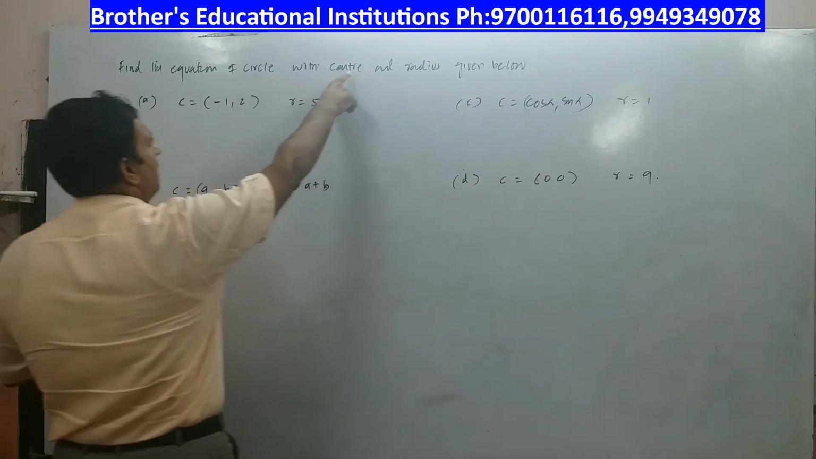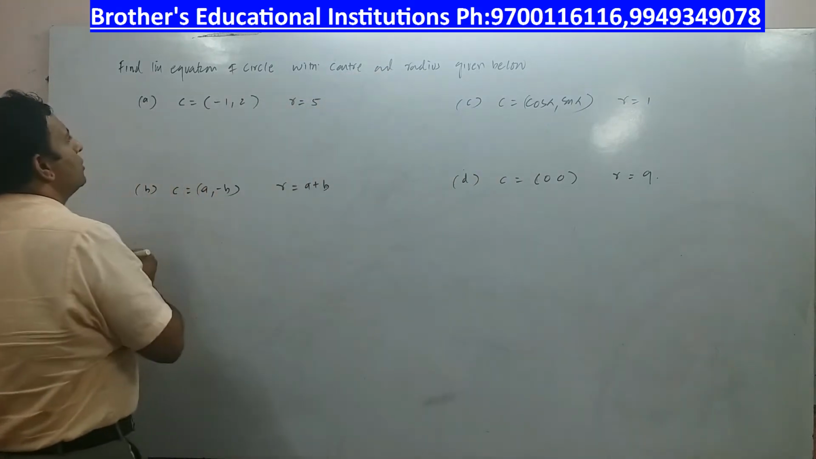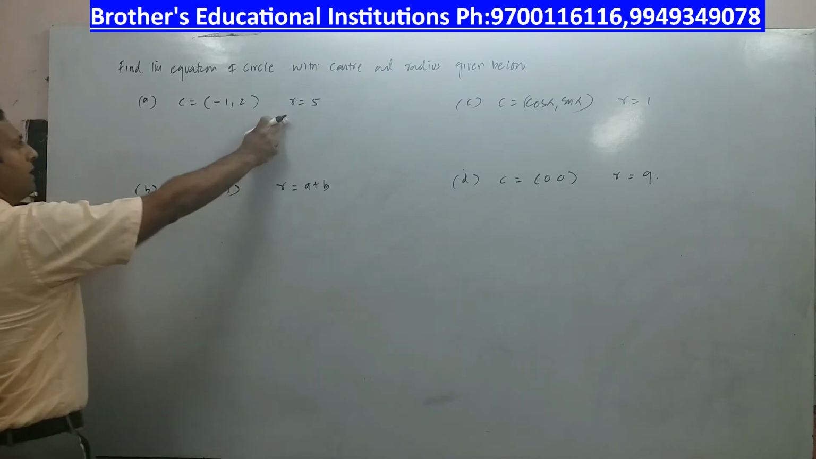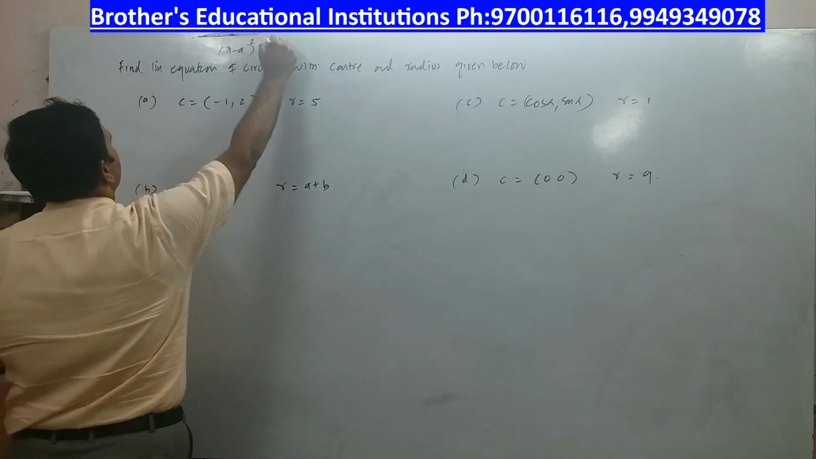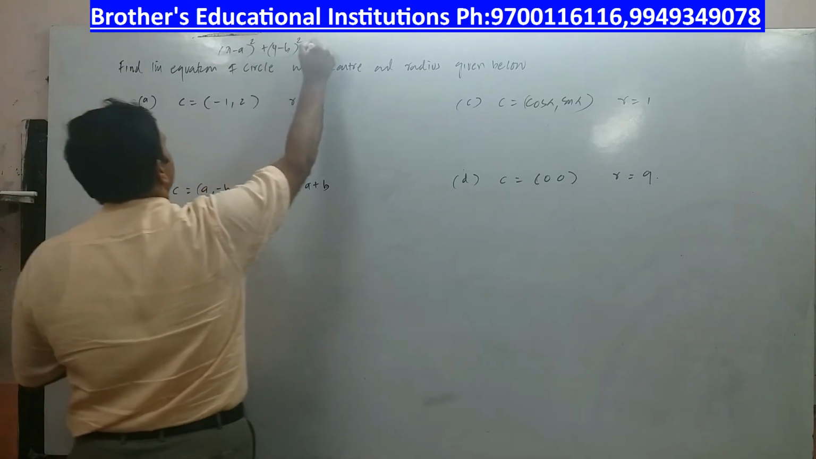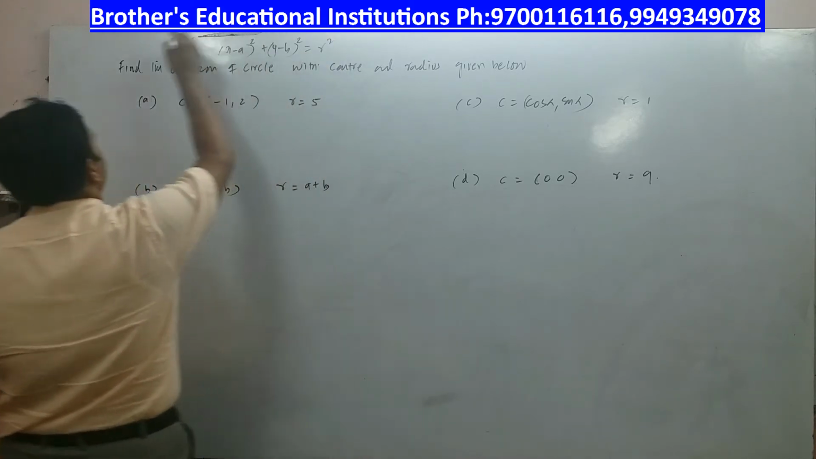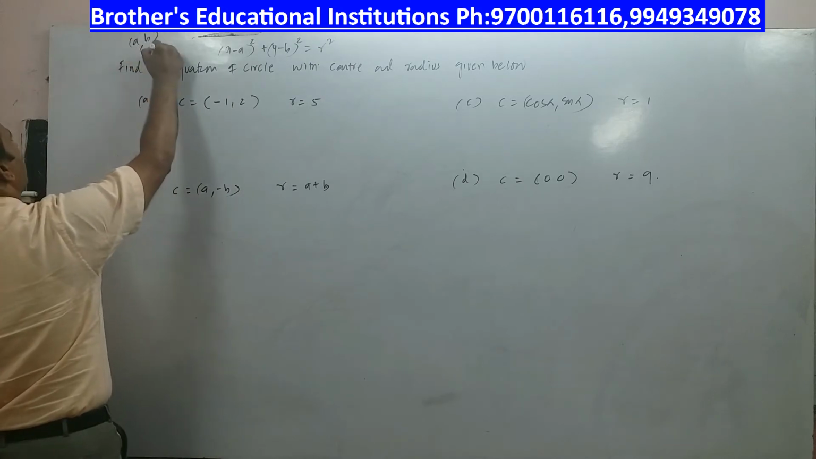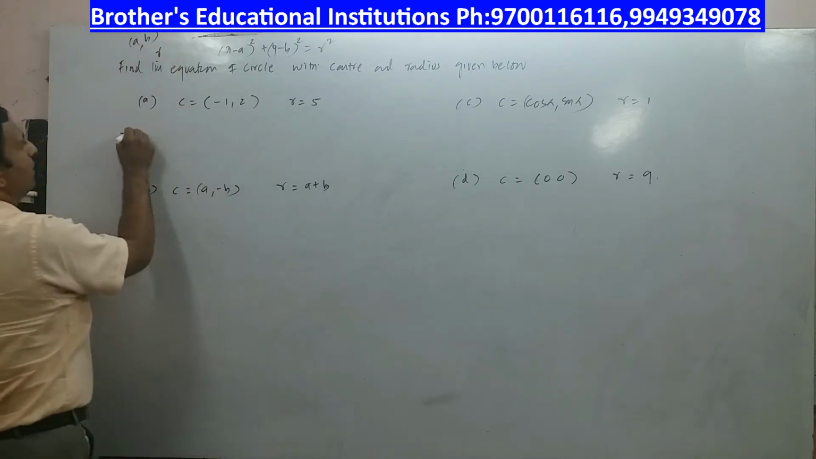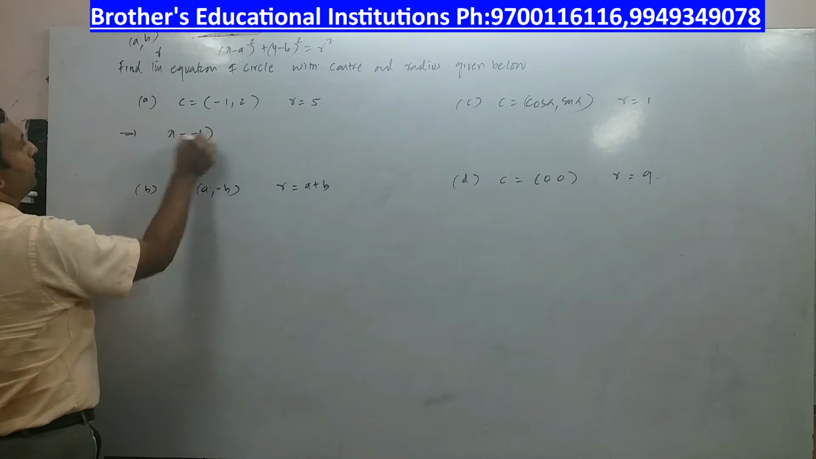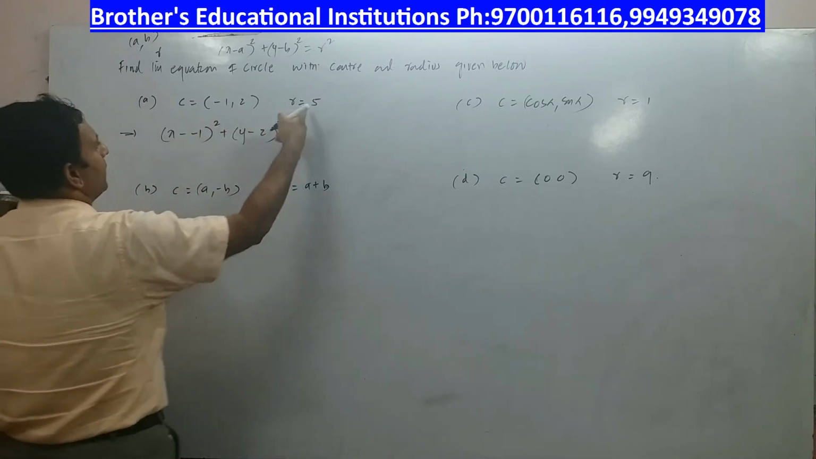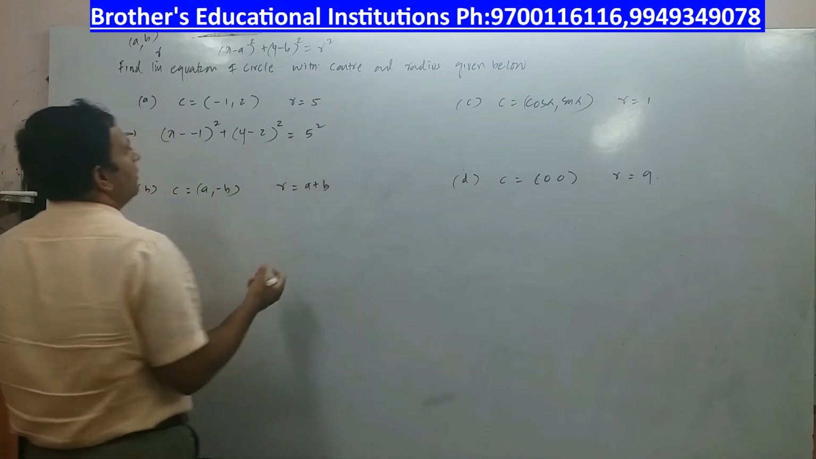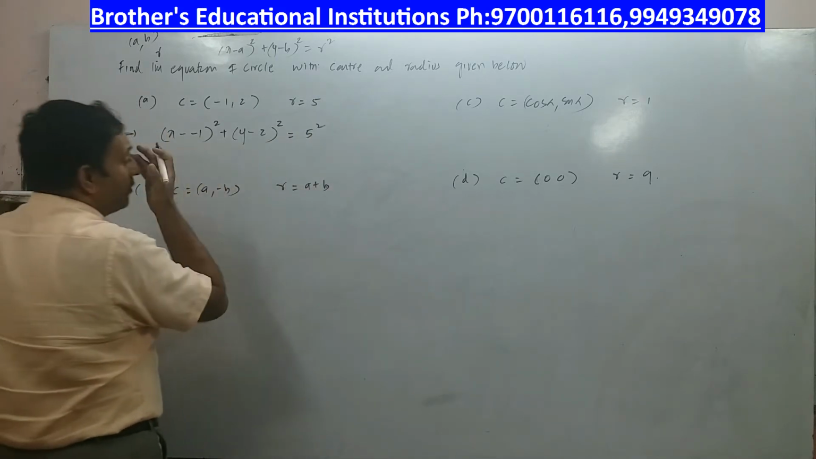Find the equation of circle with center and radius given below. So this is the center and this is the radius. And what is the formula, my dear children? (x minus a) whole square plus (y minus b) whole square is equal to r square. This is applicable when the center is (a, b) and radius is r. So the equation of circle is (x minus 1) whole square plus (y minus 2) whole square is equal to r square, which is 5 square. If you are interested, you can simplify, otherwise you can leave it there.